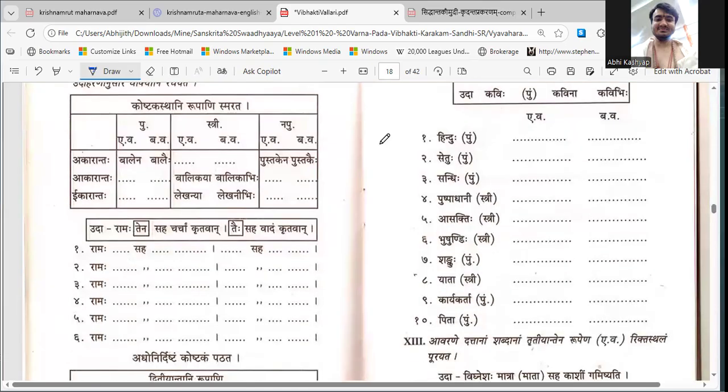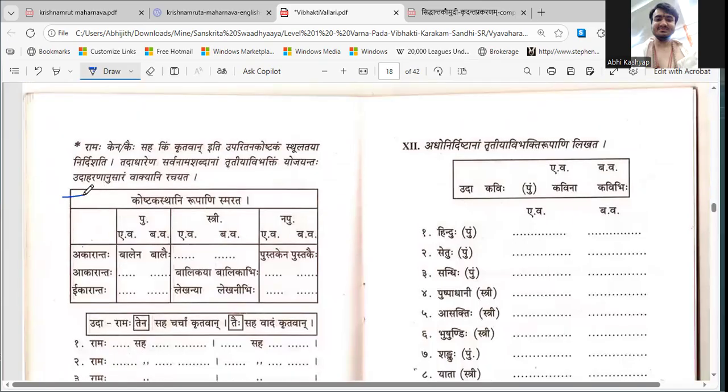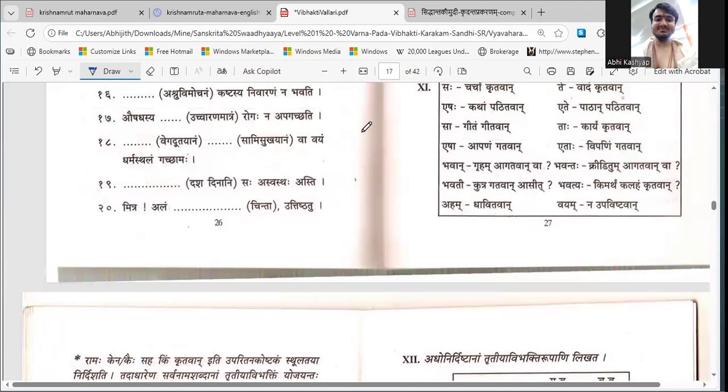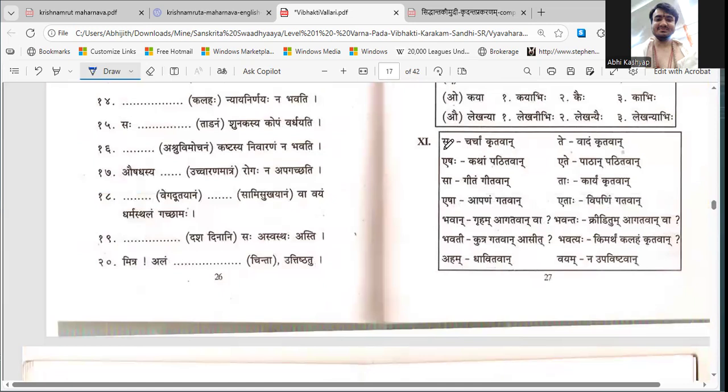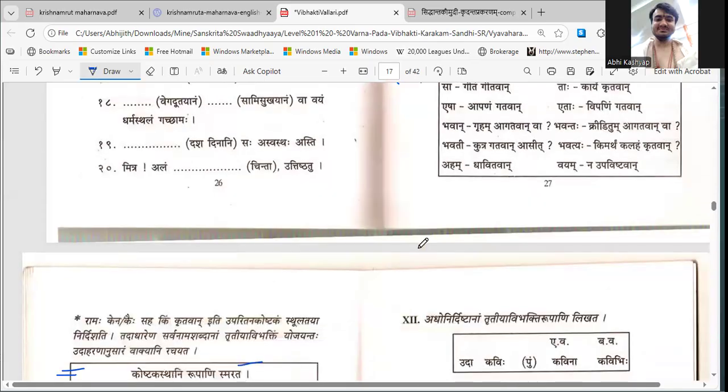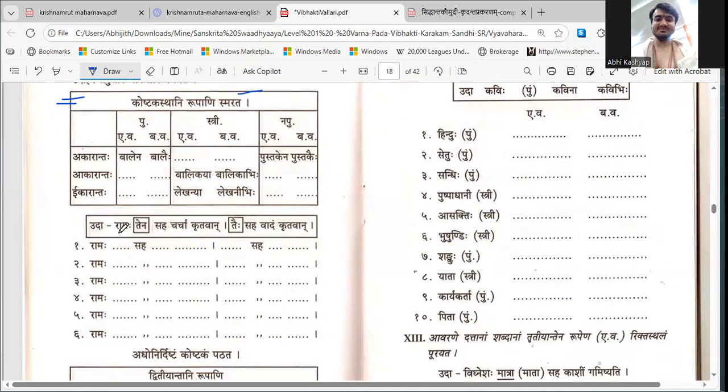They have given the udaharana over here. So we will see what that is. This kostaka is just to help you. But we have already done this. We don't need to look at that. So we will look at this one, the example they have given. Saha charcham kritavan. Who is doing this? Ramaha. This is all with Ramaha. And for this, we are using Saha. Okay. Ramaha. With Rama. Okay. So, Ramaha tena saha.